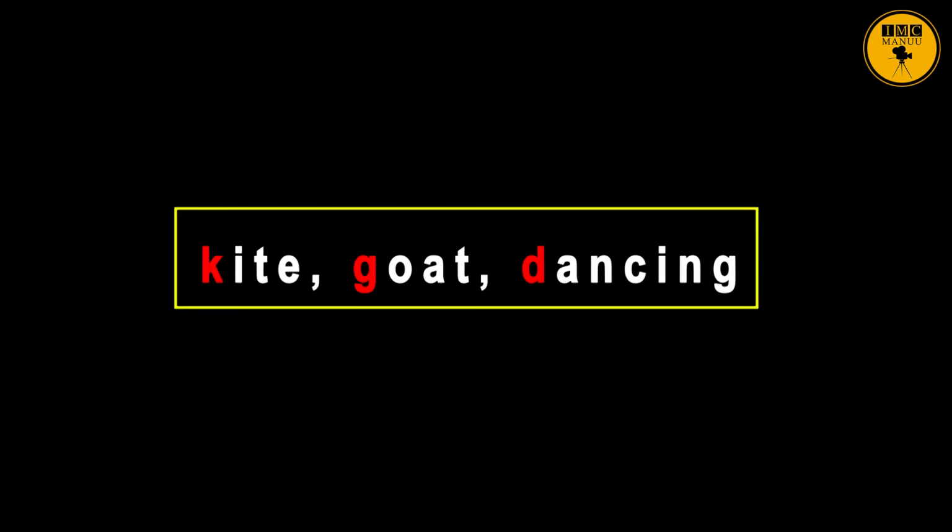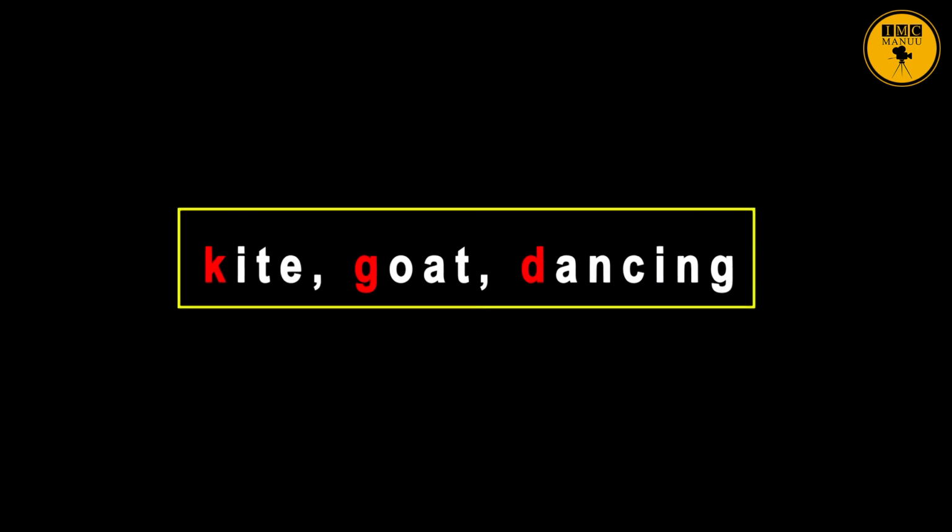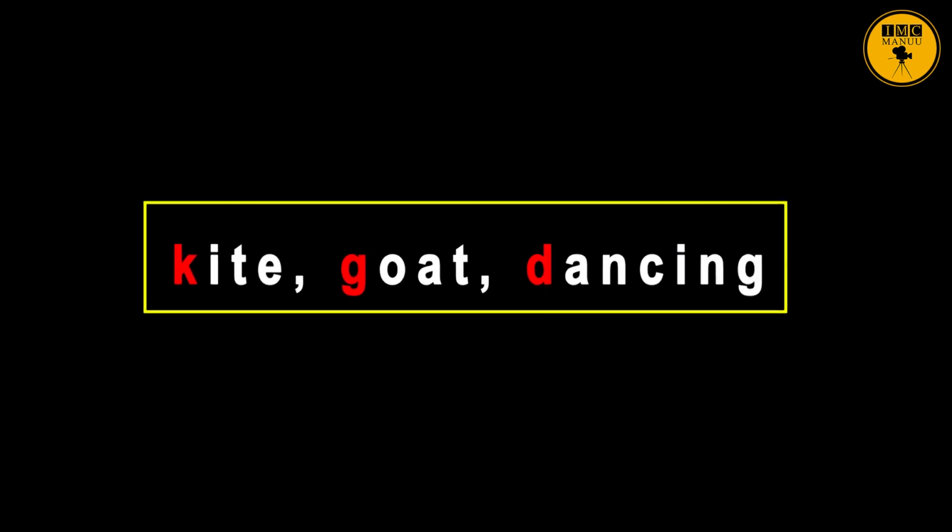Kite, goat, dancing. Again, as you articulate these words, pay attention to the consonants in them. Notice where the sound is being articulated from. Kite, goat, dancing. This is the last place of articulation.